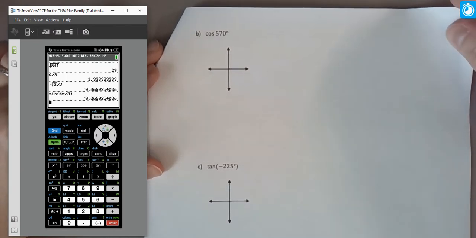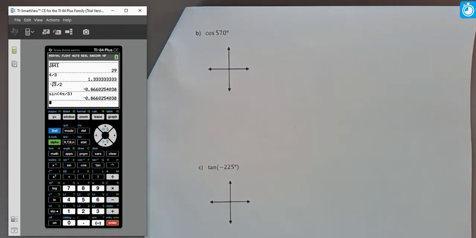Okay, cosine of 570 degrees. So now we're back in degrees. We know if we want to use the calculator, we're going to have to convert to degree mode. First off, this angle, 570 degrees, is it within the first rotation? The answer here is no. It's not between 0 and 360 degrees.